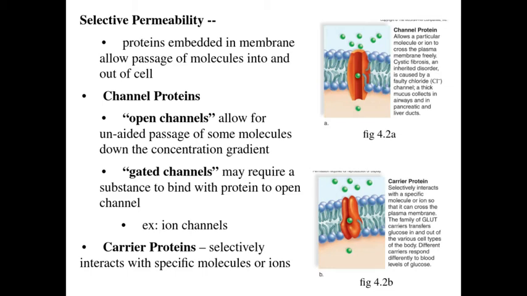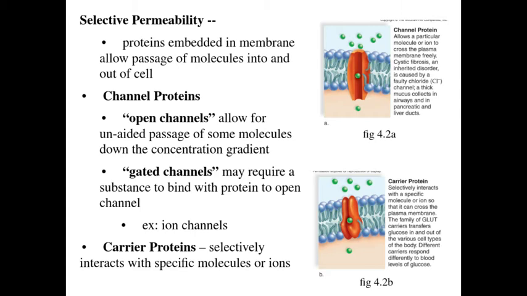Okay, so now we're going to get into selective permeability, and we're going to talk about channel and carrier proteins. So proteins are embedded in the membrane. They allow the passage of molecules into and out of the cell. And so we have channel proteins, two types. We have open channels and gated channels. And so open channels are exactly how it sounds. They allow for the unaided passage of some molecules down the concentration gradient. So they're going to allow these molecules to go from a high concentration to a low concentration. They are always open. They don't need any extra help.